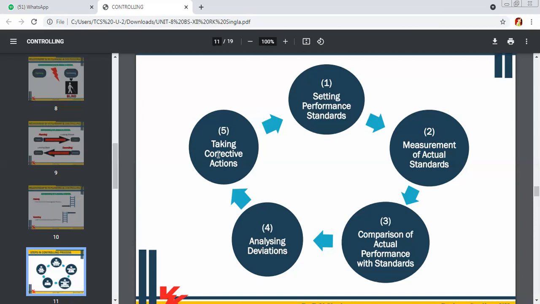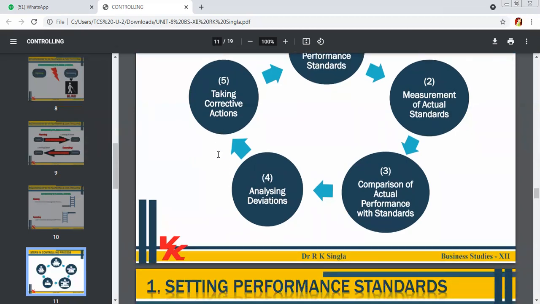After analyzing the deviation, it is to be calculated how the corrective measure is to be taken, and we have to achieve the target that is aimed. Whatever the ambition that you have to achieve, whatever the target you have to achieve, it is to be achieved by taking the corrective action. In this way, controlling is completed.